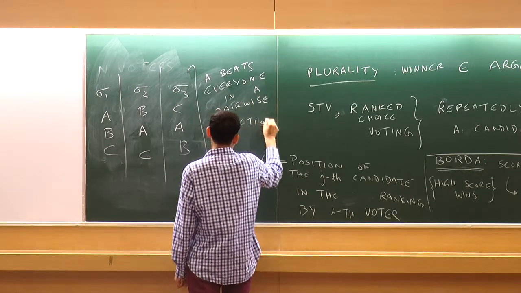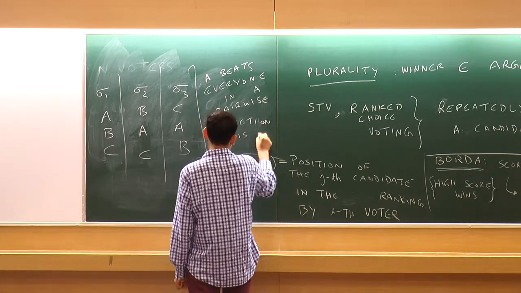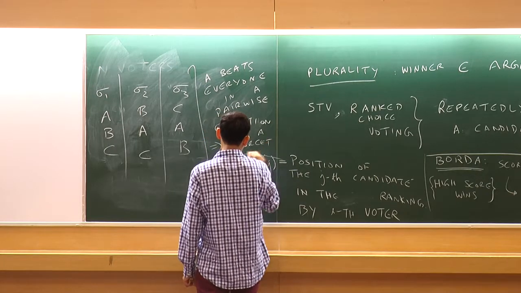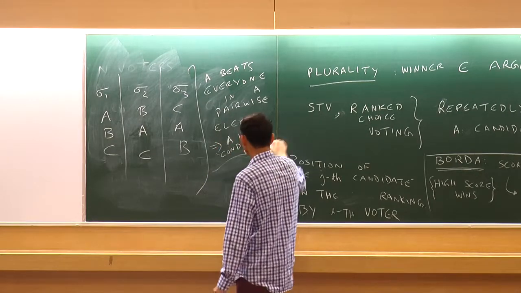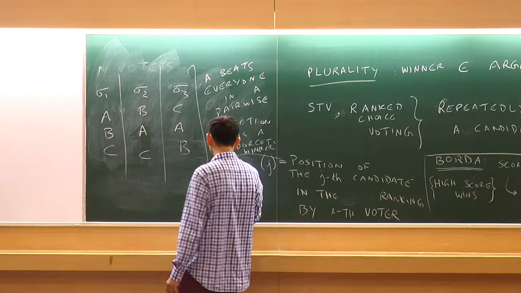Okay. And this implies that A is a Condorcet winner. Not implies, this is a definition. A candidate who beats everyone else in a pairwise election is called a Condorcet winner.